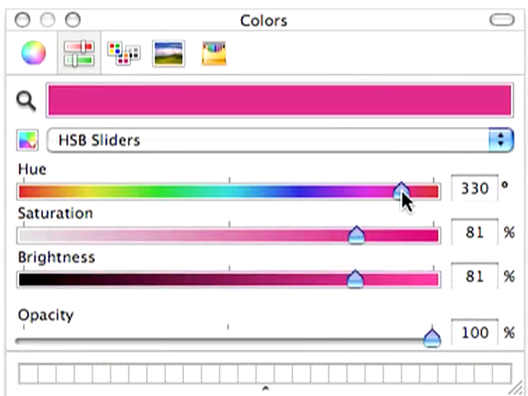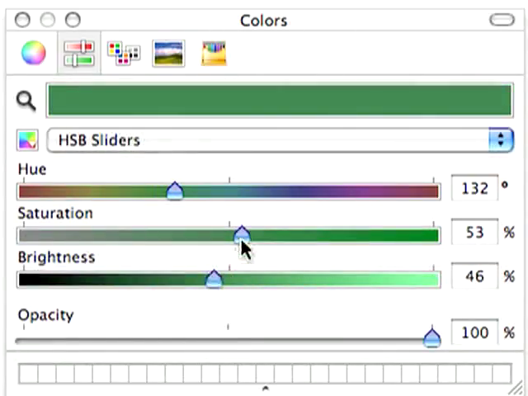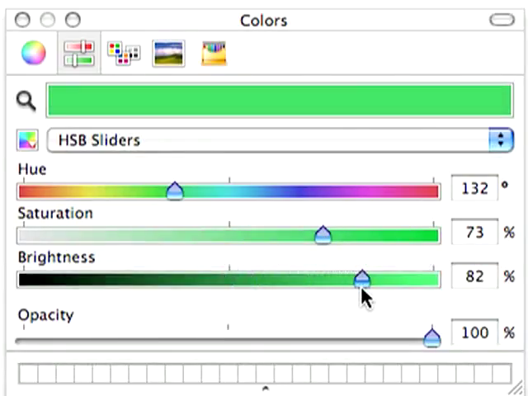Hue is generally considered to be a point on a circle, and so is one of 360 degrees. Saturation and brightness are percentages. 100% saturation is pure color. 100% brightness is a bright color, and 0% brightness is black.